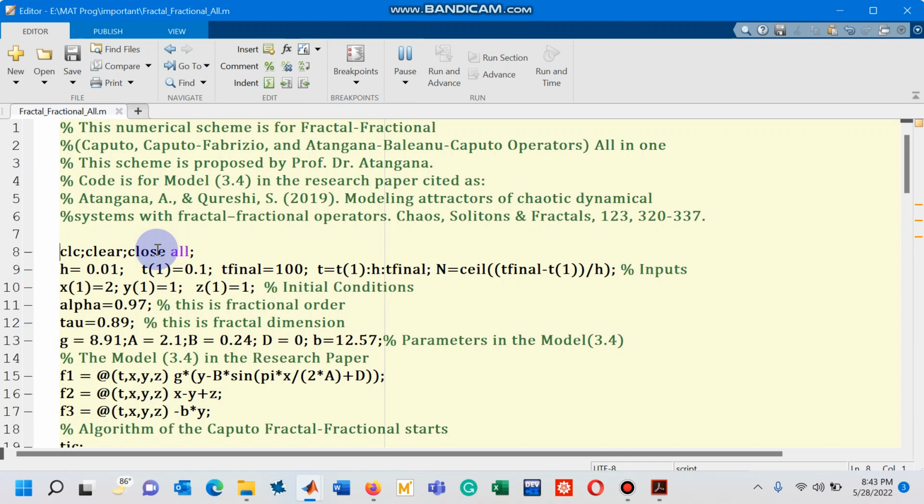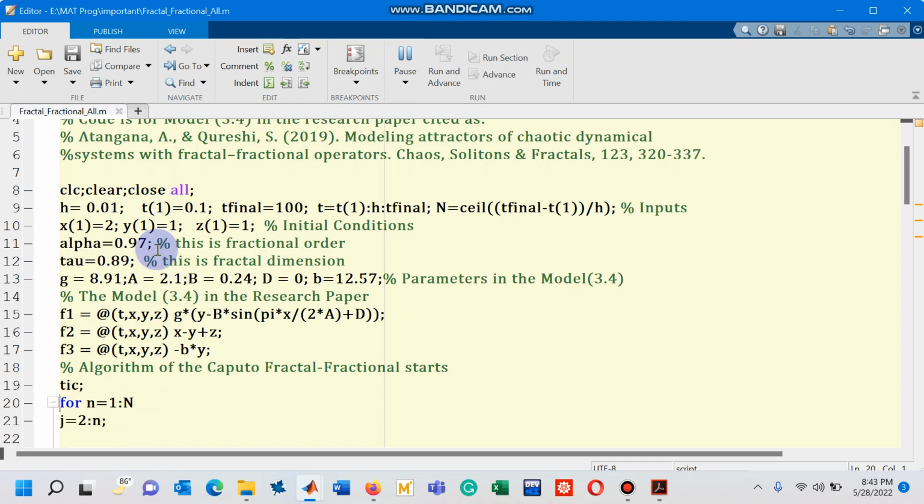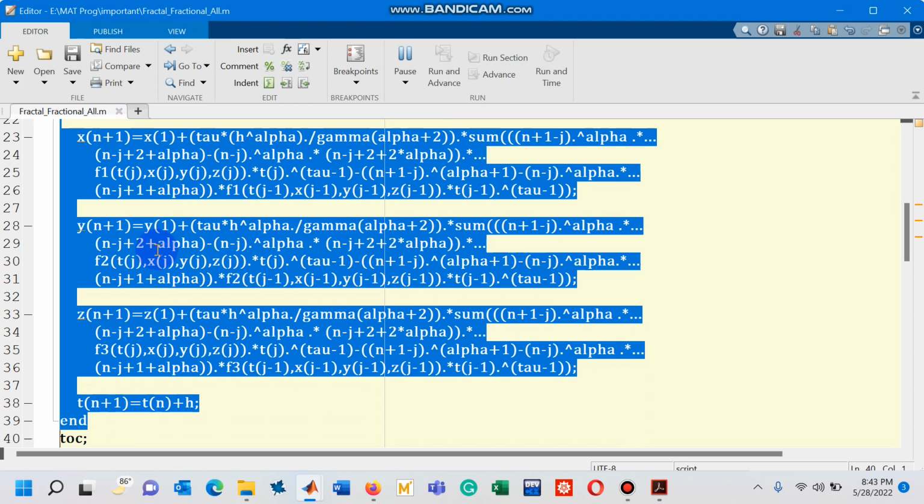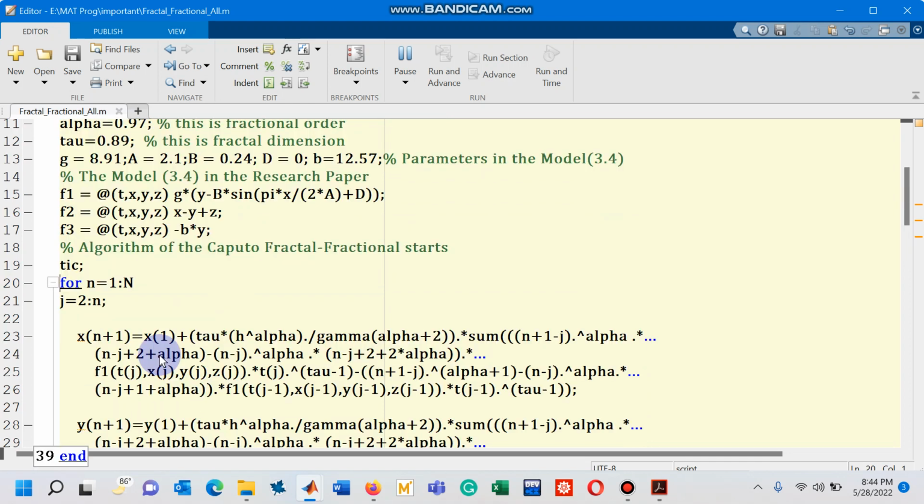Okay, so now the first for loop, as you see on the screen, is the algorithm of the fractal fractional operators in the Caputo sense, a numerical scheme that I have already explained in my previous videos. So that is why I'm not going into much detail. You can watch one of my previous lectures to see how this numerical scheme is coded in the for loop. So a scheme is given in the research paper, and this is for the simulation of any system of nonlinear differential equations which are being investigated with fractal fractional operators in the Caputo sense.